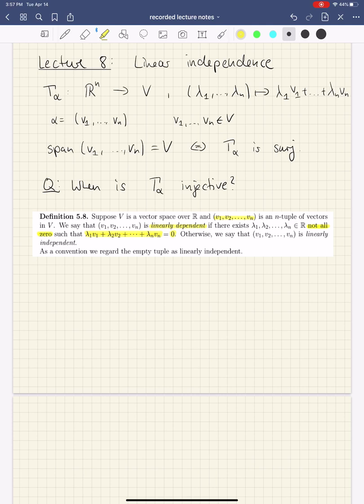So being linearly dependent means that you have some linear combination that depends on each other, meaning that pretty much one element can be written as a linear combination of the others, but we'll get back to that later. And then being linearly independent pretty much means you're not dependent. So otherwise we'll say that this tuple is linearly independent. And moreover, as a convention, we regard the empty tuple as linearly independent. So now let us first look at some examples.